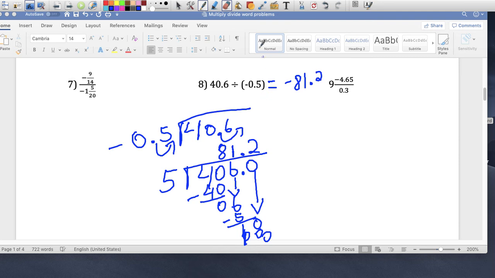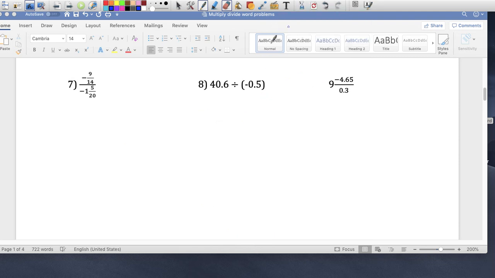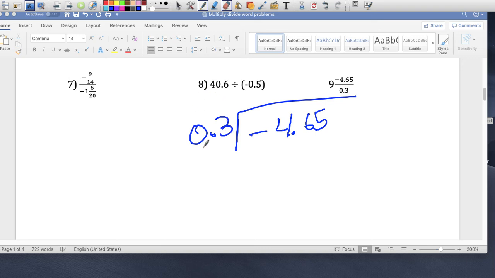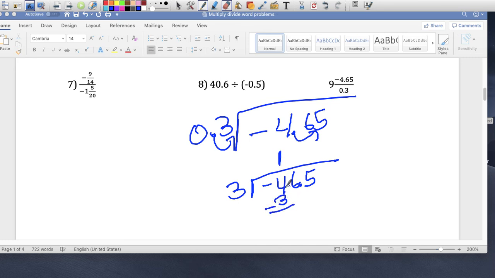Okay. Number 9, it's negative 4.65 divided by 0.3. So again, we move the decimal 1 over, so this is going to become 3. I'll move the decimal 1 over, and that's going to be negative 46.5. Can 3 go into 4? One time. So 4 minus 3 is 1. Bring the 6 down.